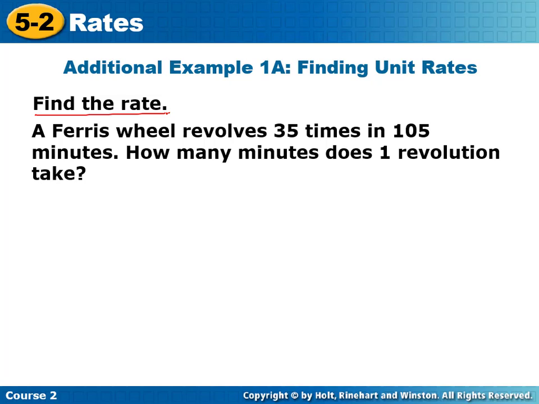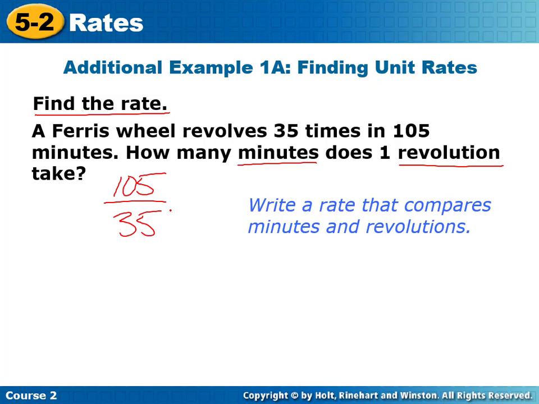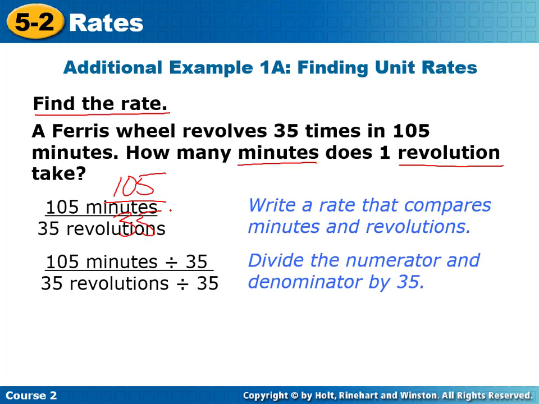Our question tells us what our rate needs to be. How many minutes to revolutions? So that tells us that the 105 needs to go on the top, and the 35 goes on the bottom. We write that rate down, and then we divide both top and bottom by 35, and we end up with 3 minutes per revolution.